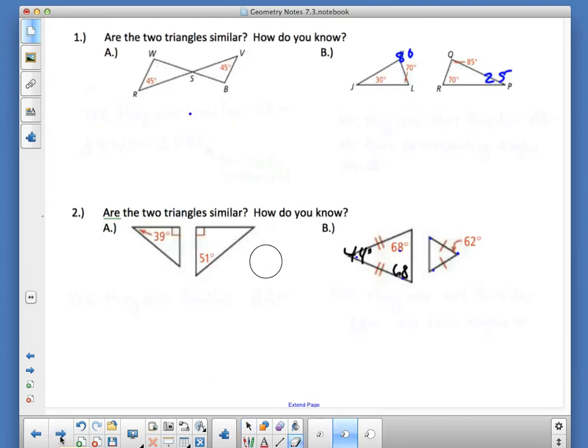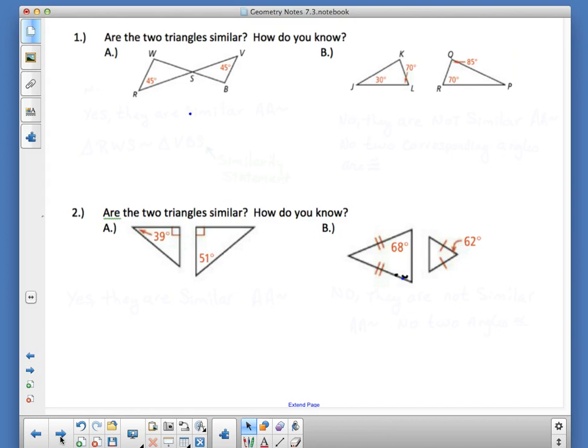Next one. Let's check this out. We've got practice of angle-angle similarity. And I use angle-angle similarity when triangles are similar and when they aren't similar to explain myself, because people ask, how do you know? And it's like, well, by this property. So are the two triangles similar?